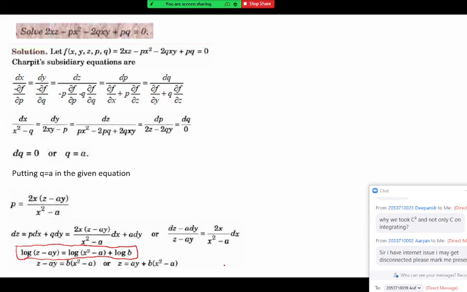So we'll observe the questions. If you think the calculation is a little lengthy, they have the same logic in every question. Write Charpit's subsidiary equation, find P and Q in terms of x, y, z, put them in dz equal to p dx plus q dy and integrate it.